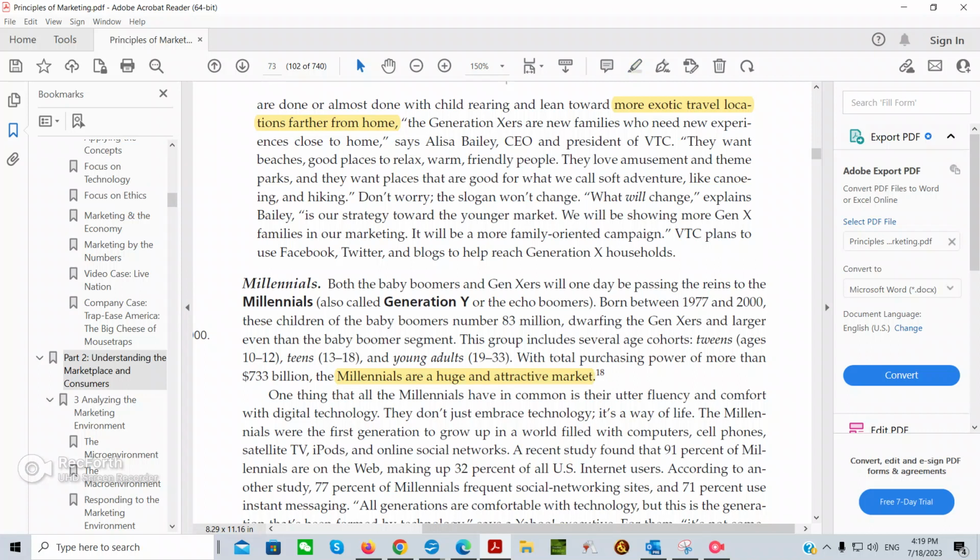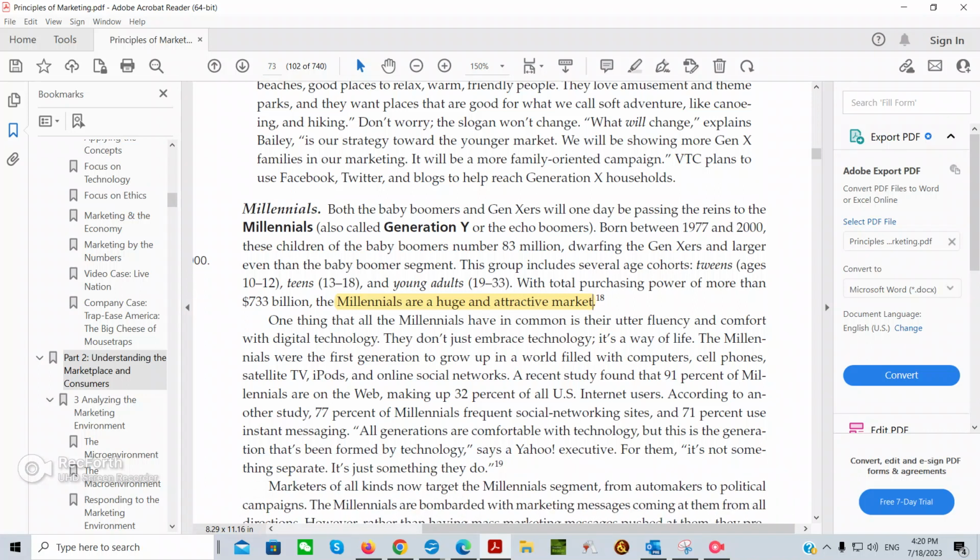What you can do is you can advertise generally to them, but there'll be different products. For example, the young adults have different products that are appropriate for them than the teens and definitely the tweens. That's something to consider with the millennials or the Gen Y. One thing that the millennials will have in common is their utter fluency and comfort with digital technology. They don't just embrace technology, it's a way of life.